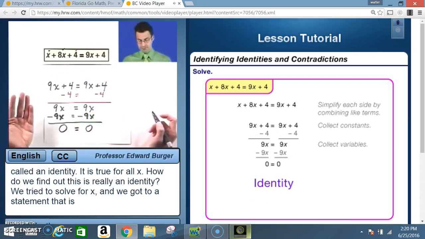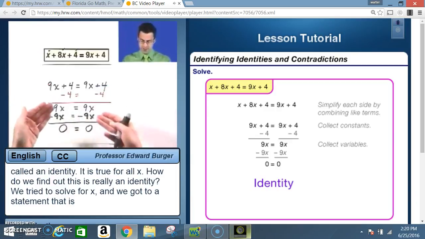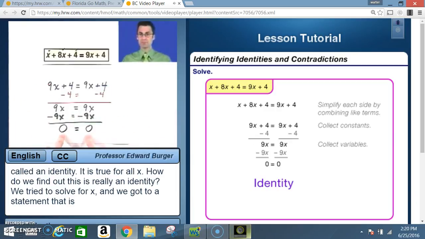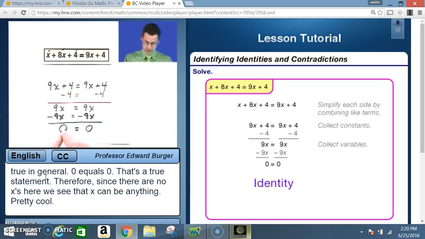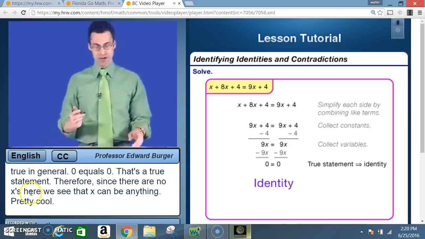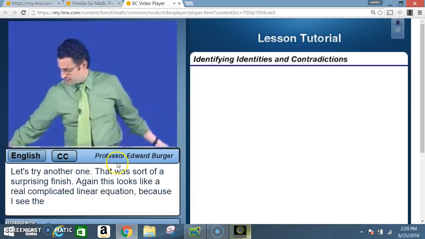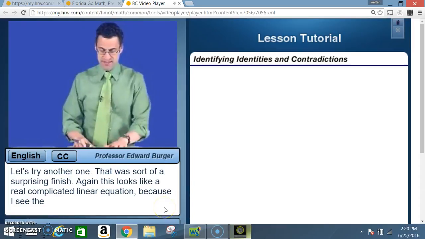How did we find out that this is really an identity? We tried to solve for x, and we got to a statement that's just true in general: 0 equals 0. That's a true statement, and therefore, since there are no x's here, we see that x can be anything. Pretty cool. Let's try another one. That was sort of a surprising finish.